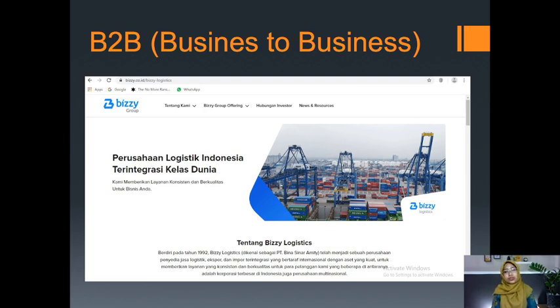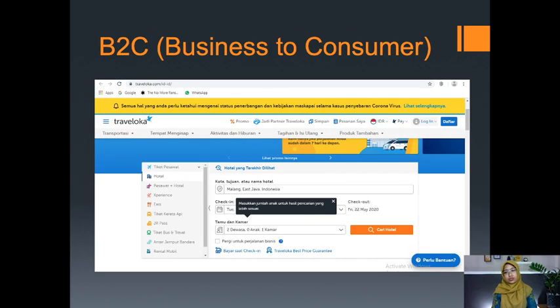Okay, here we go to the next type of e-commerce, business to consumer, or we call it B2C. So what is B2C? Like its name, business to consumer, this type of transaction involves one company which sells their product or their service to the end user or to the end consumer.